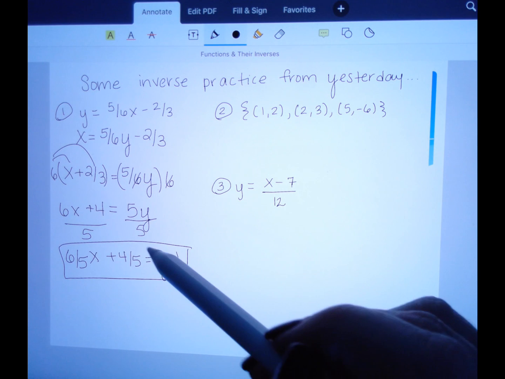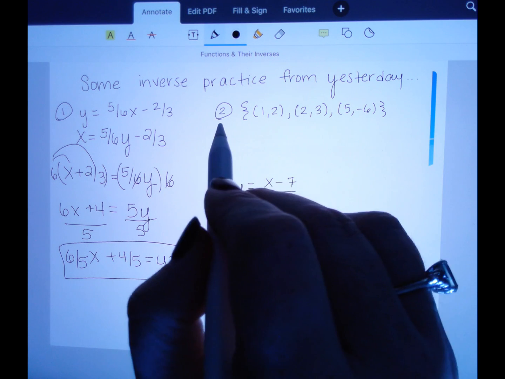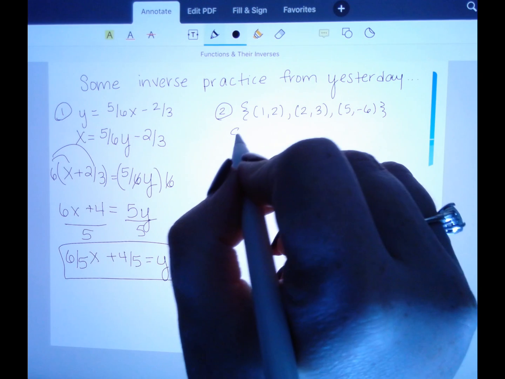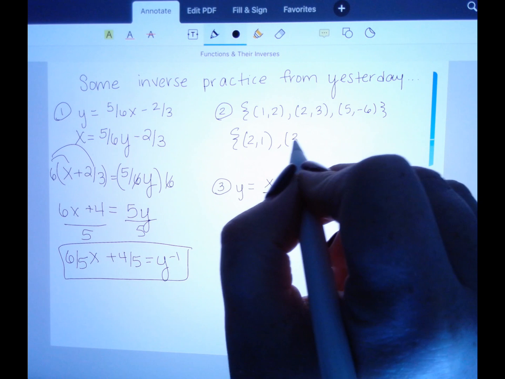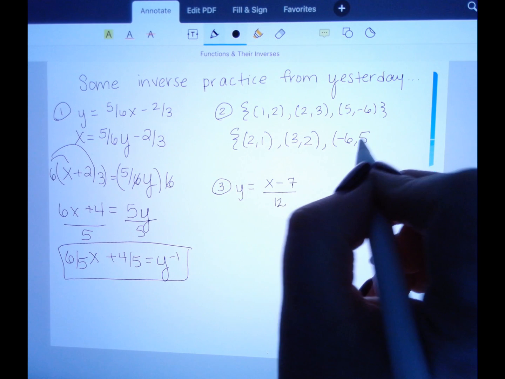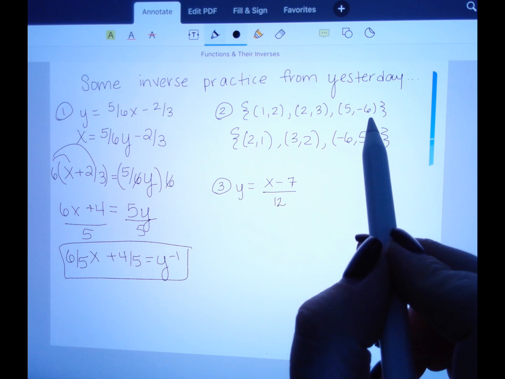So these look very similar to some problems that we had yesterday towards the end of class. If I want to find the inverse of this relation, remember with relations, it's just as simple as flipping the ordered pair. Not the signs, just the x and the y. So you want to say 2, 1, 3, 2, -6, 5.